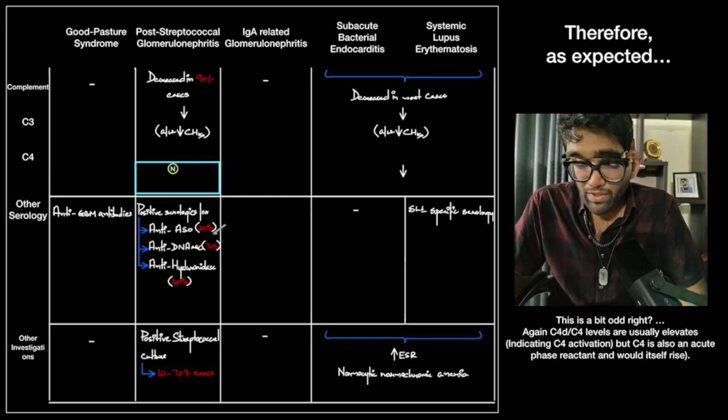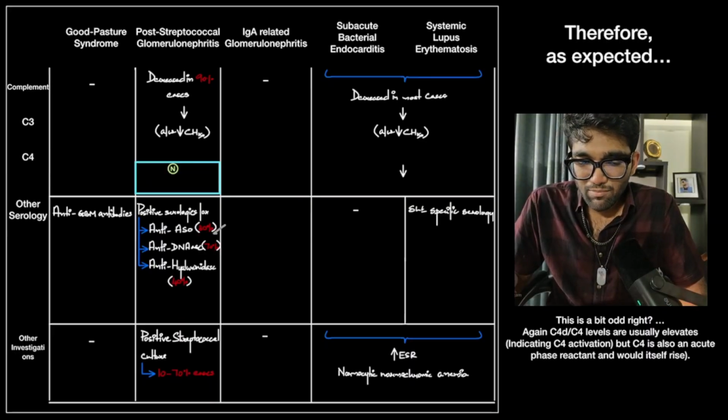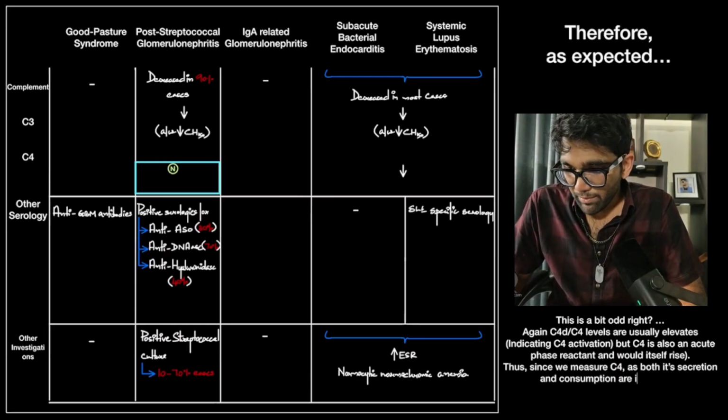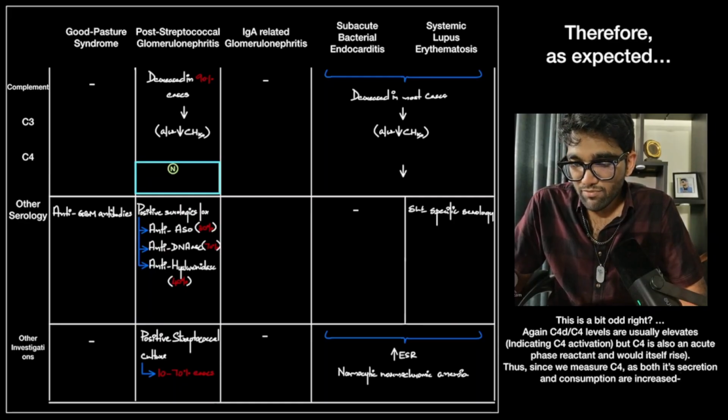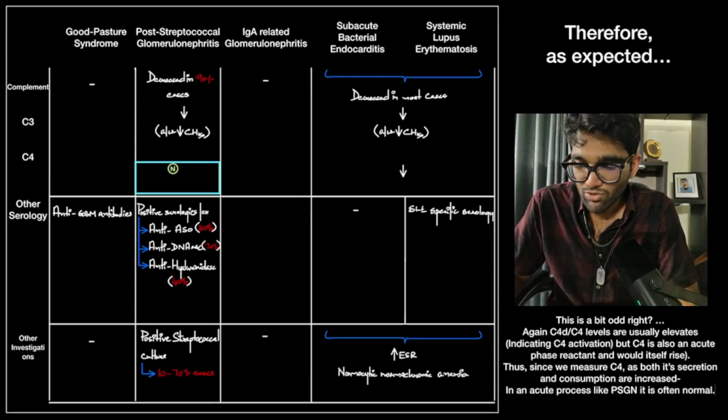Okay. Now, I can understand that, but shouldn't that also apply for C3? There's a little bit of nuance there, and we'll get to it in the next slide. Since we measure C4, and both its secretion and consumption are increased, there's eventually a normalization of the C4 levels.